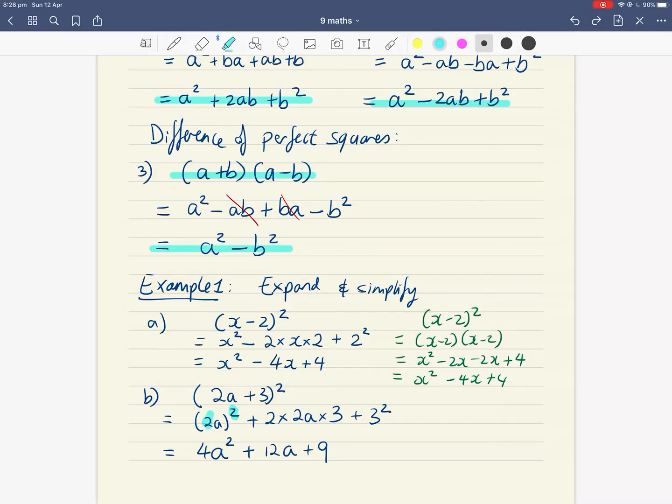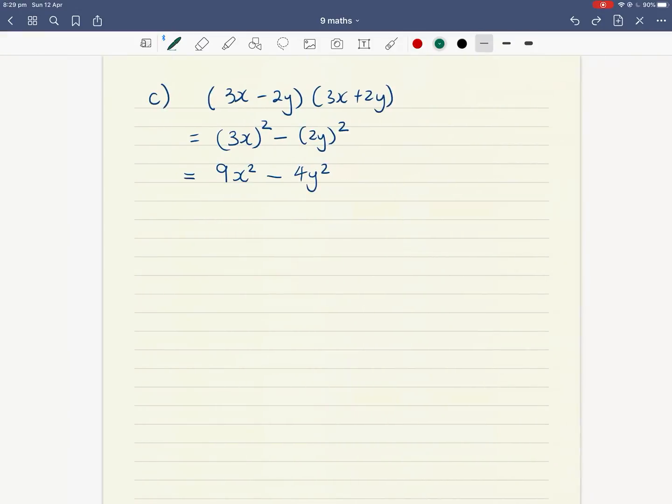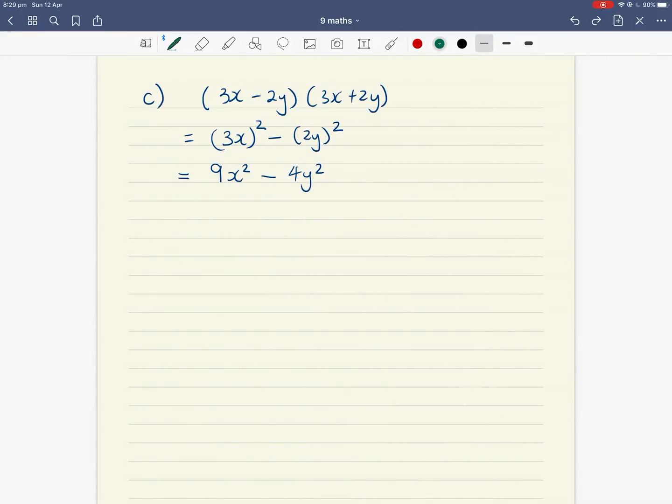So I guess if you're not sure or not confident in memorizing these patterns, you can at the end still use your FOIL method to expand these brackets. But it is highly recommended that you do your best to memorize these patterns because you'll need it in grade 10. So just to make sure we can actually still use FOIL for part C, if you can't memorize these patterns, that's okay. As long as you can expand brackets and FOIL it, then it's all good.